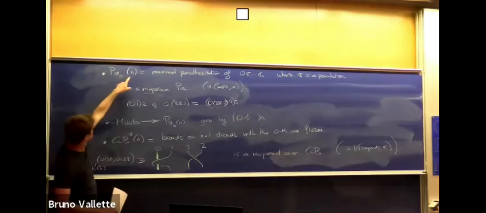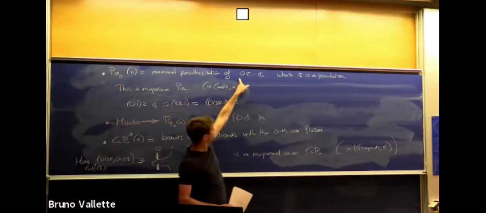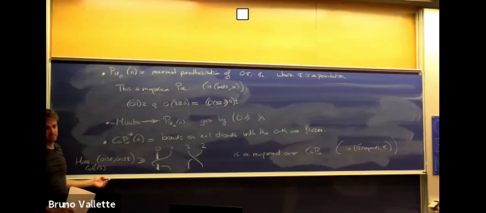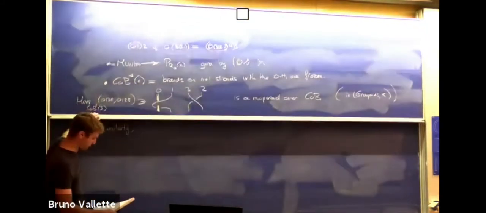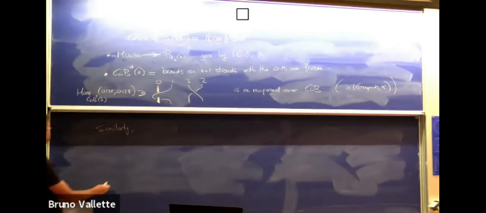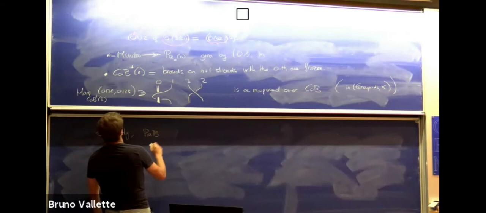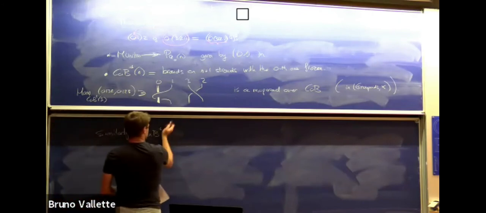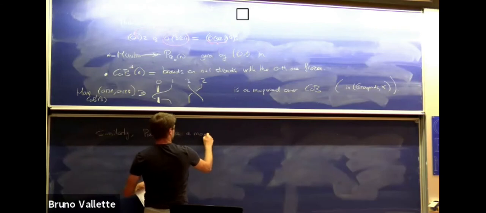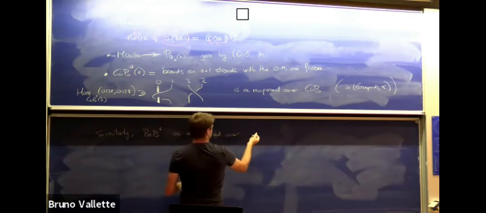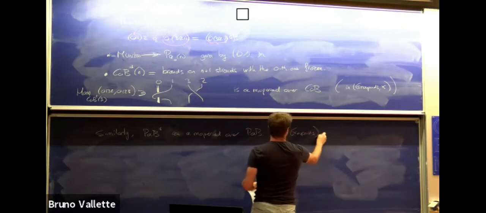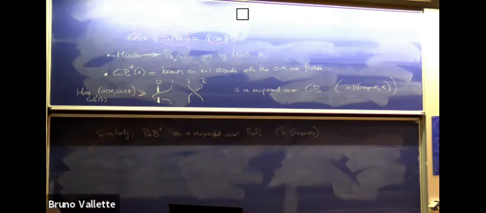That's like P0n, sequences of n plus 1 guys, with the exact same convention. And similarly, you can define PAB1n as a moprad over PAB, again in groupoids. That's just the same as with COG, except that you add parenthesizations. Okay?